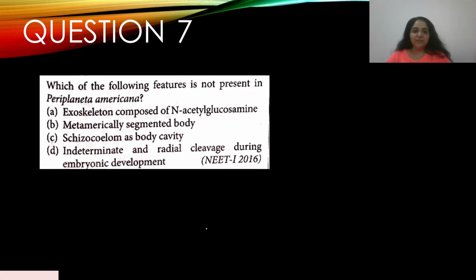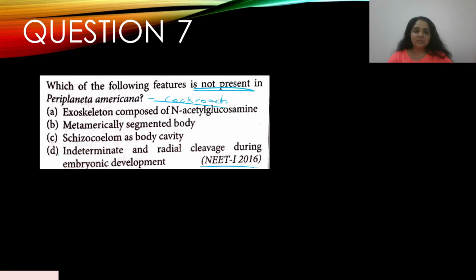Question number 7. Which of the following features is not present in Periplaneta americana? So when they're talking about Periplaneta americana, they're talking about cockroach. This was in NEET 2016. So the features that are not present in cockroaches: A, exoskeleton composed of N-acetyl glucosamine. Yes, that's correct. B, metamerically segmented body. Yes, we are aware of that.